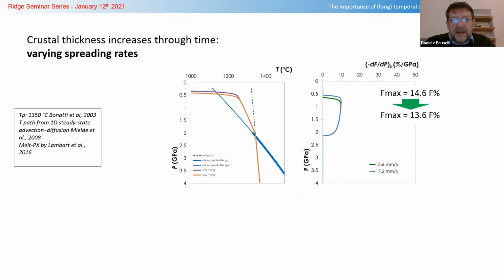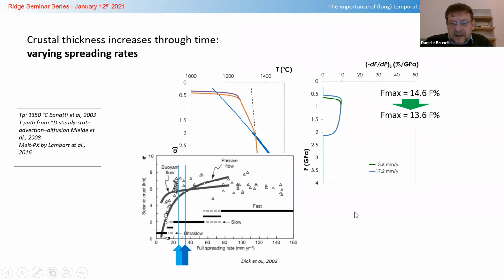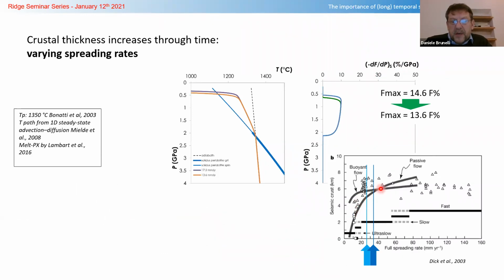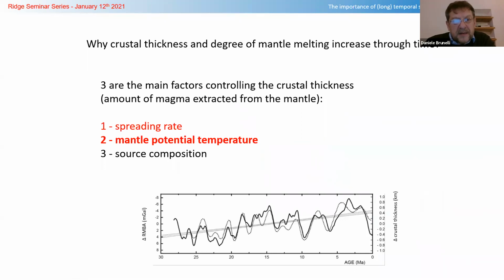The problem is that if we decrease the spreading rate, we expect a decrease in the degree of melting by about 1%, and not an increase as we observe. Whatever model we assume, either a passive mantle flow model or a buoyant flow model, we expect a stronger decrease in the passive flow model and a less important one with the buoyant flow, but we expect a decrease and not an increase in the degree of melting. So spreading rate is not responsible for the observed increase in the degree of melting and the crustal thickness.